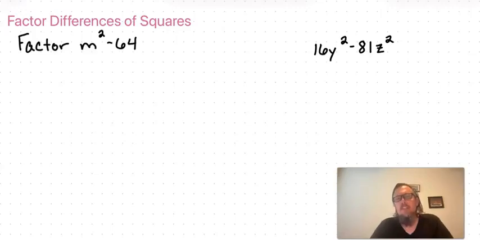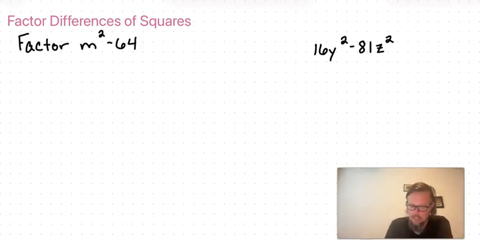Factoring a difference of squares is another one of those things that you can do the long way, but there's a shortcut. A difference of squares happens when you've got a difference, meaning a subtraction sign, of two perfect squares. So our perfect squares in this first problem are m squared and 64. They're perfect squares because I can take the square root of both of them. The square root of m squared is just m, and the square root of 64 is 8. Because these are both perfect squares, and because I am subtracting them, I can do difference of squares.